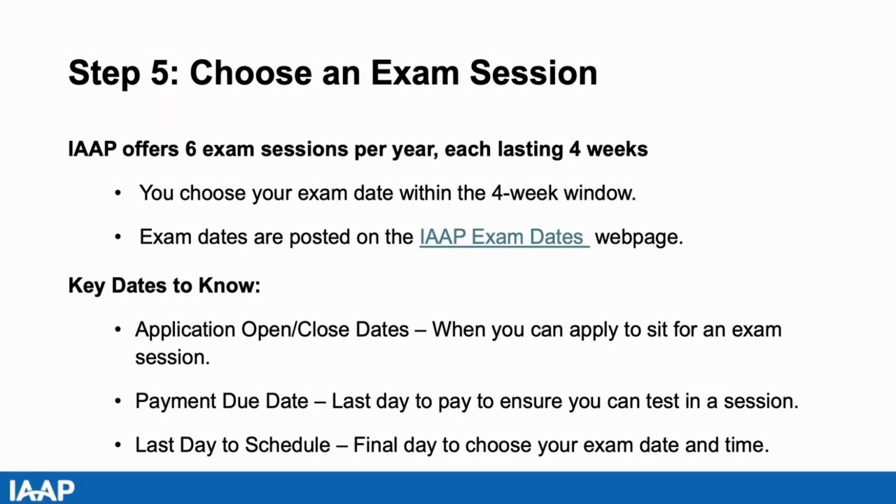Each exam session lasts about 4 weeks long. Exam dates for the current year are posted on the IAAP Exam Dates webpage. Here are some important dates to consider. Application open and close dates. The application open date is the day the applications become available. The application close date is the last day you can apply for that exam session.